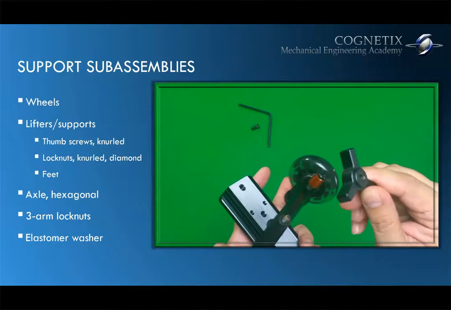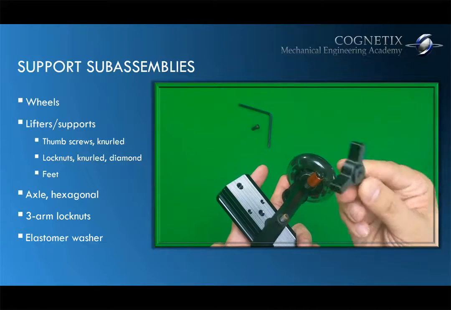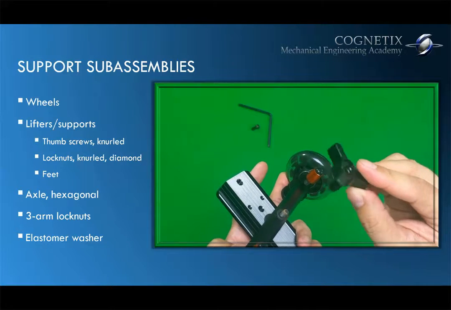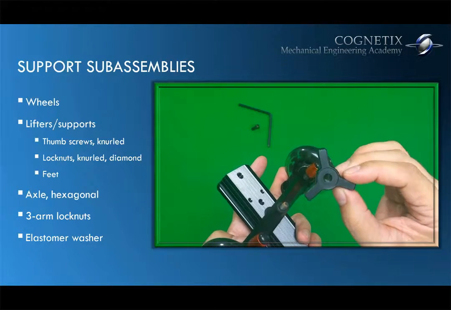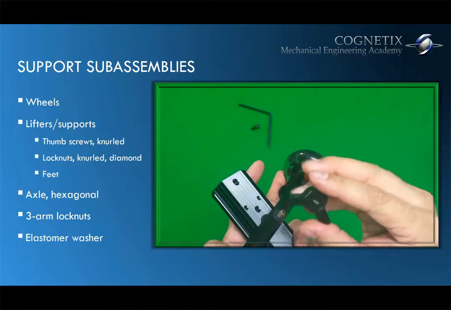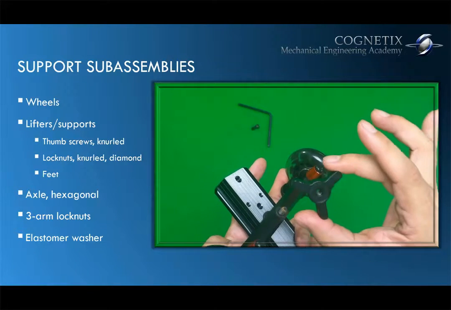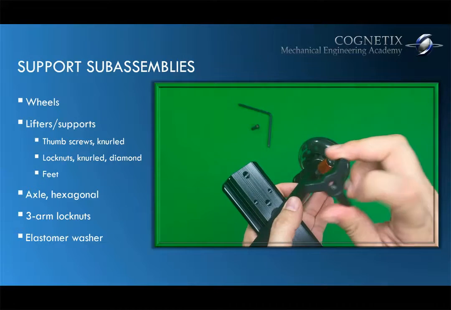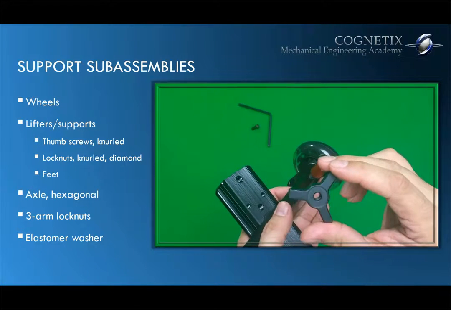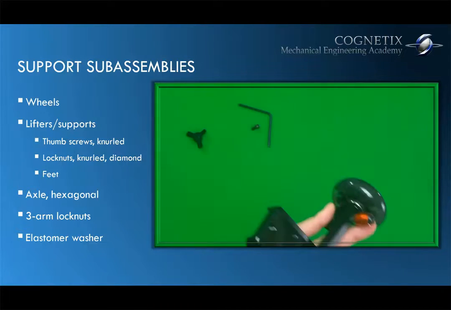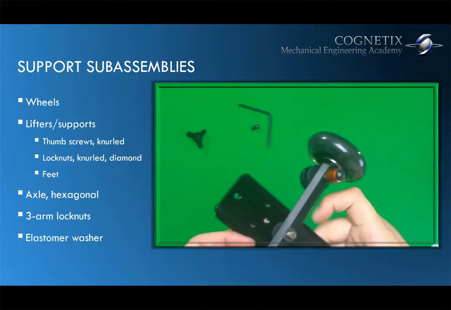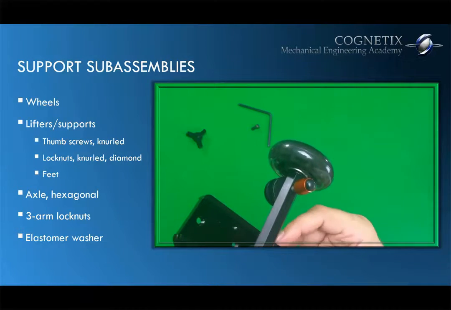So basically this is simply a lock nut. It's like a knob, but in this case it's got 3 arms. Ergonomically speaking, it's very easy to turn and tighten this kind of a geometry. If it was a round geometry, it would be a little bit harder to tighten. Okay, so I'm going to put that aside for now. And let's go ahead and look at this assembly.